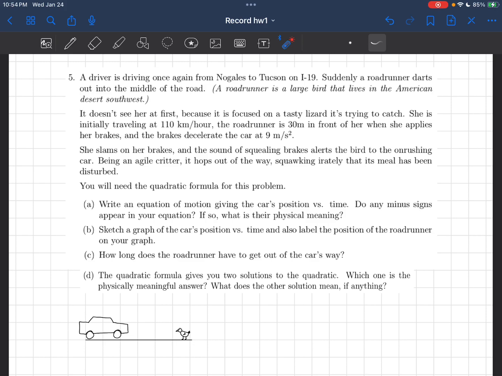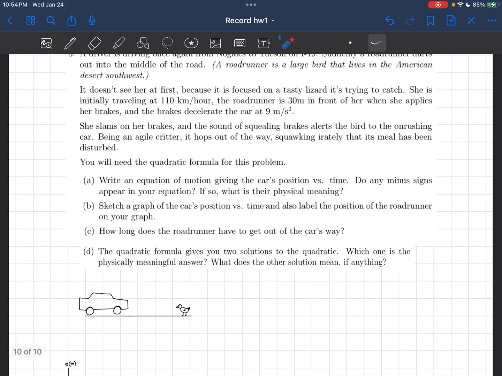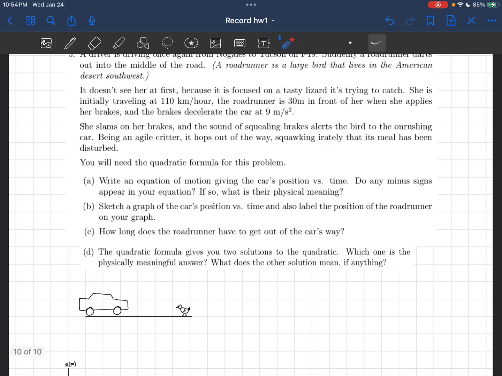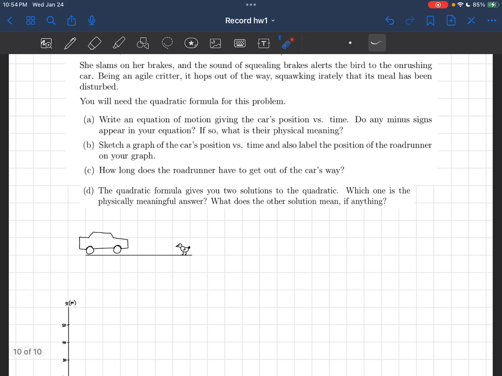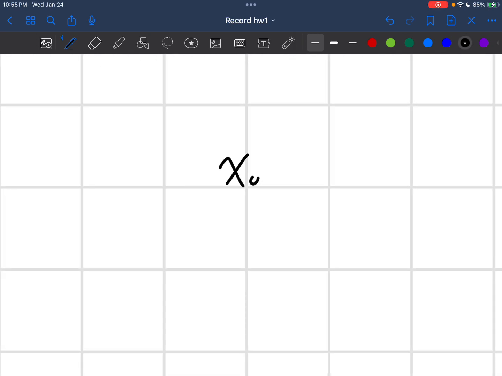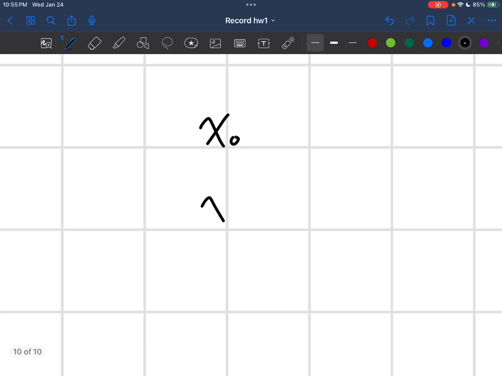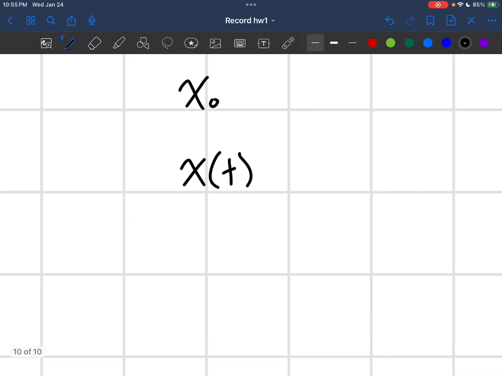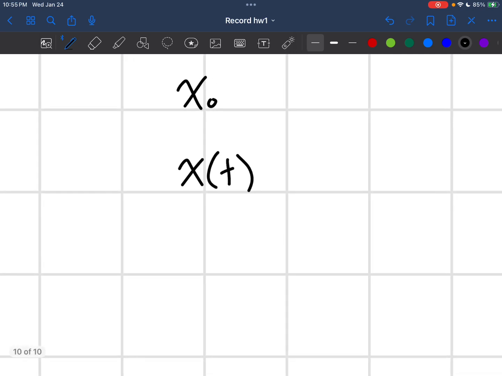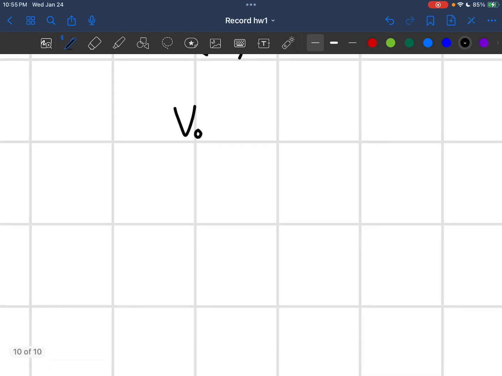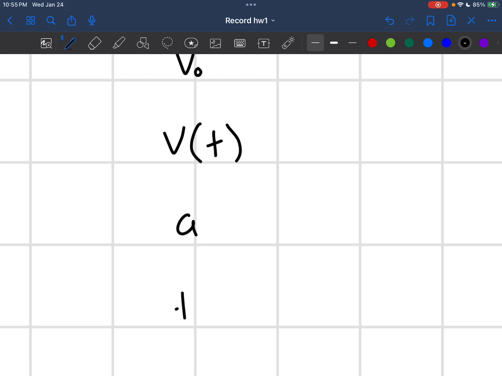All right, so we have a car slamming on its brakes so that it does not hit our friend the Roadrunner. And like before, we have some variables that we have to figure out. All right, so my initial position, x naught, my position at some time t, my initial velocity, my velocity at some time t, my acceleration, and time.